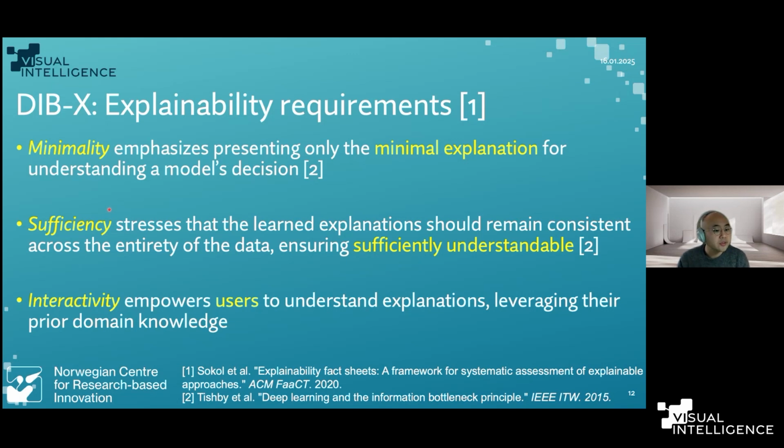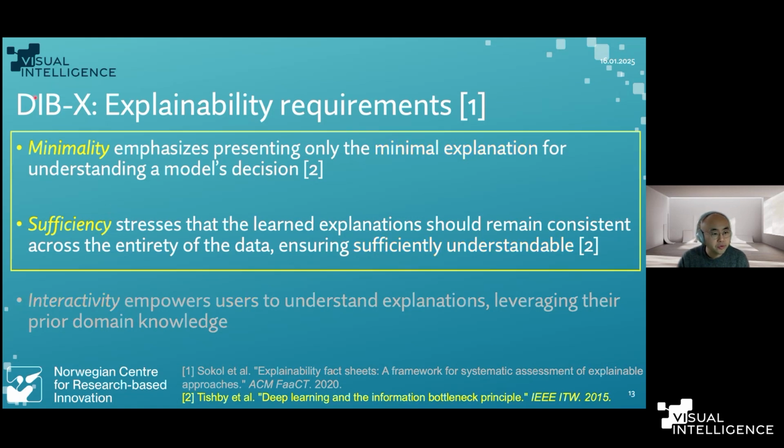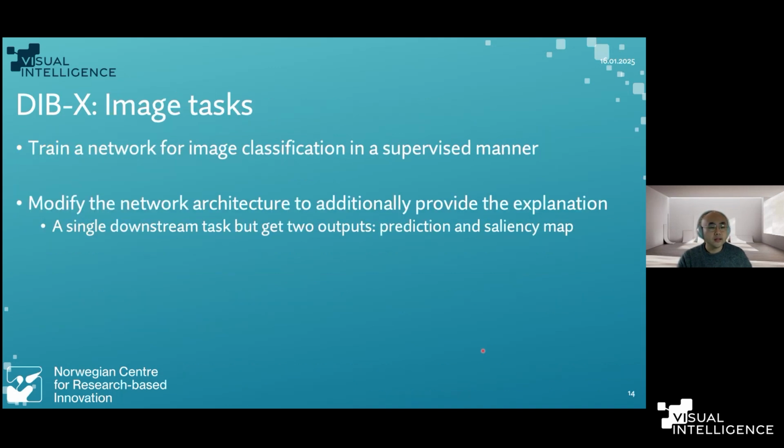The third principle, the interactivity principle, empowers users to understand explanations by leveraging their prior domain knowledge. I will come back to it a bit later, but I want to focus on the first two principles, minimality and sufficiency. You probably found that they are a little bit contrasting to each other. In fact, this is true, and this contrasting characteristic is the core idea of the so-called information bottleneck principle, which is very well established and well studied lately. I will come back to it very soon.